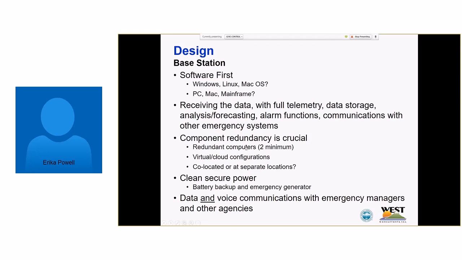You need to avoid single points of failure, so component redundancy is critical. You need redundant computers, 2 is a minimum. You may incorporate virtual or cloud configurations over the internet as well. You want to co-locate or be at separate locations for your redundancy. Clean and secure power is really critical. Power can get really noisy and be very damaging to electronics. And you also need to be able to have data and voice communications with emergency managers through your system as well.